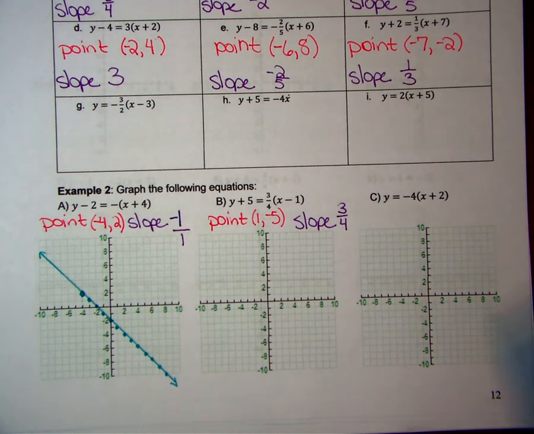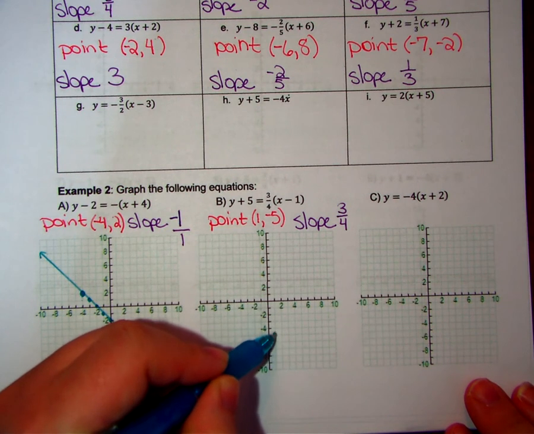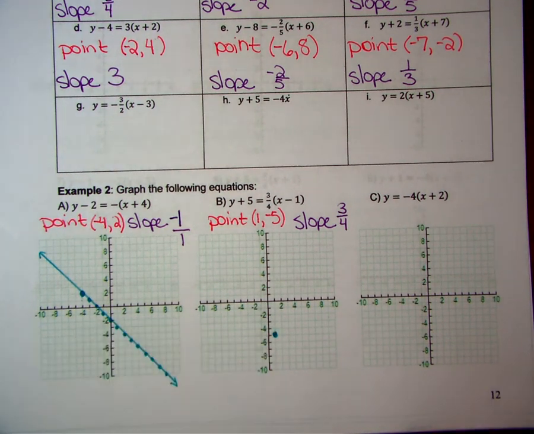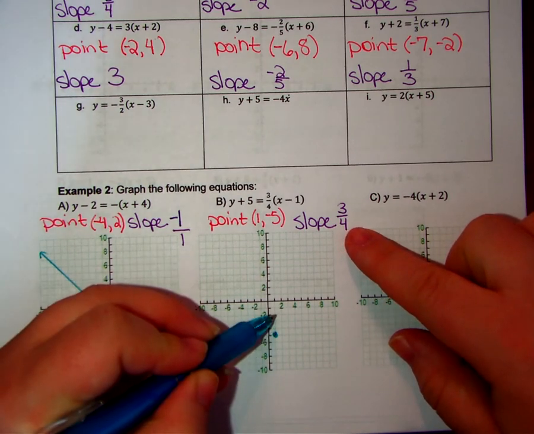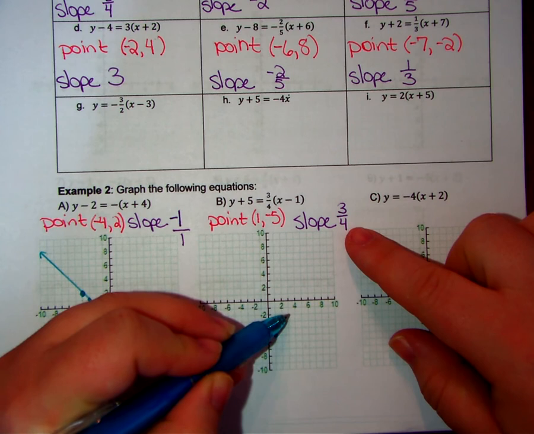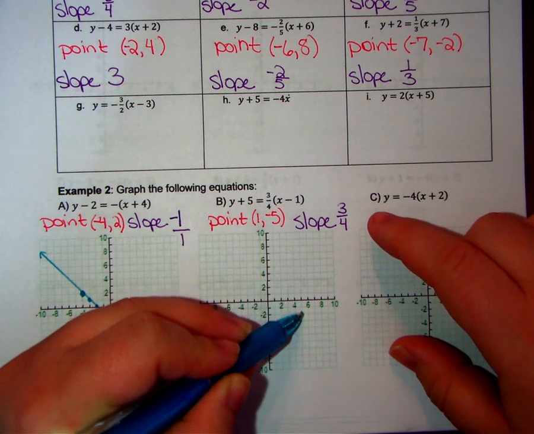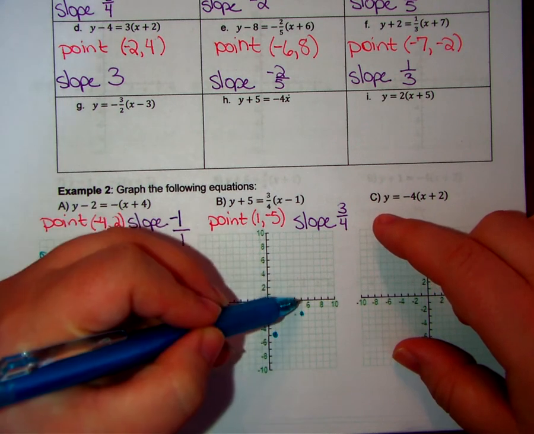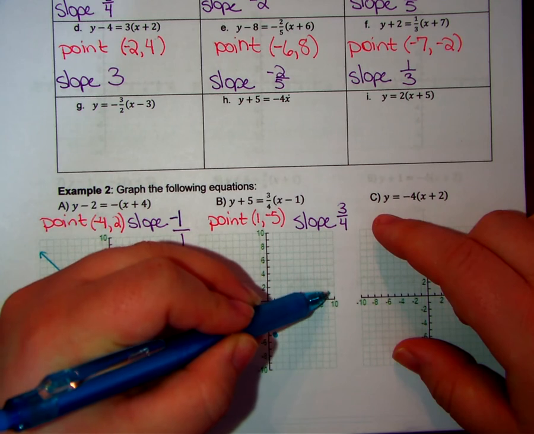So now it's time to graph. This is the point we're going to start at. 1, -5. And here's our slope. We're going to go up 1, 2, 3, right 1, 2, 3, 4. Up 1, 2, 3, right 1, 2, 3, 4.